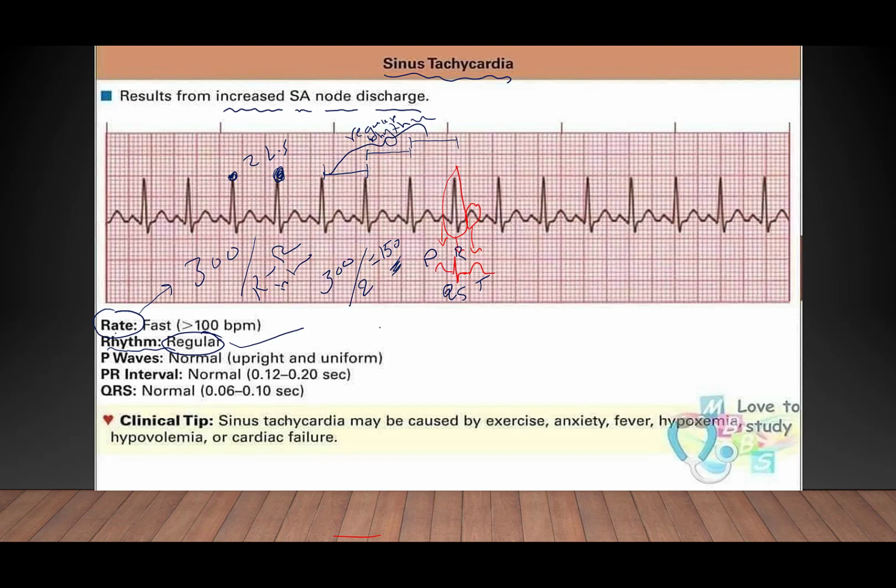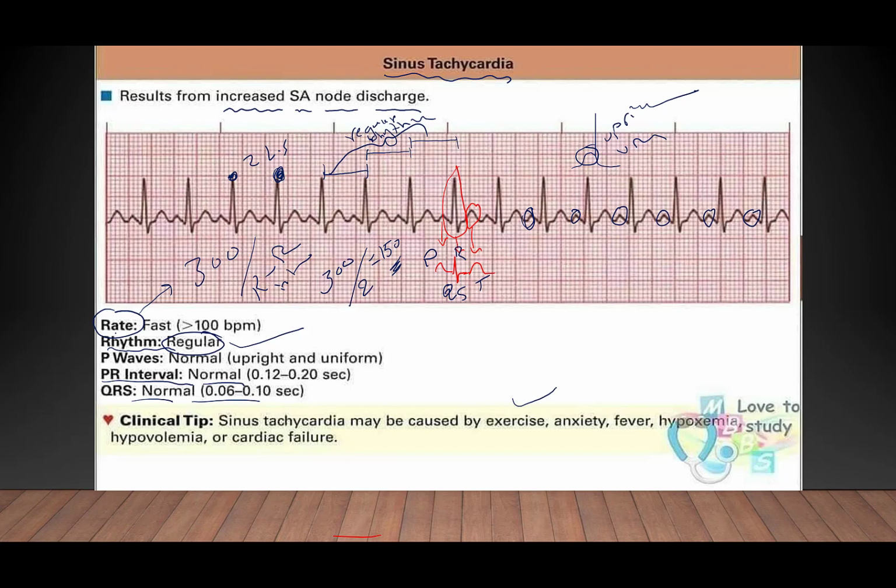The P wave is normal, upright, and uniform. It's regular, all of them. PR interval is normal also. QRS is normal also. So as I discussed in the previous video, the rate is fast, because it's more than 100 beats per minute. Rhythm is regular, P wave is normal, PR interval normal, QRS normal. So this is called sinus tachycardia.